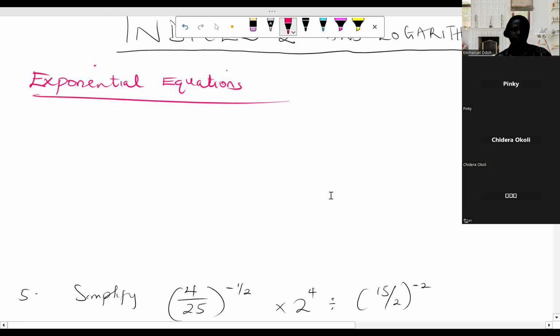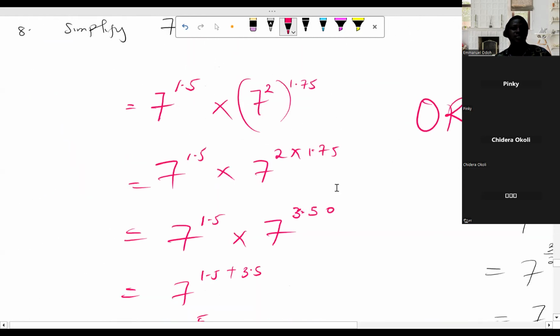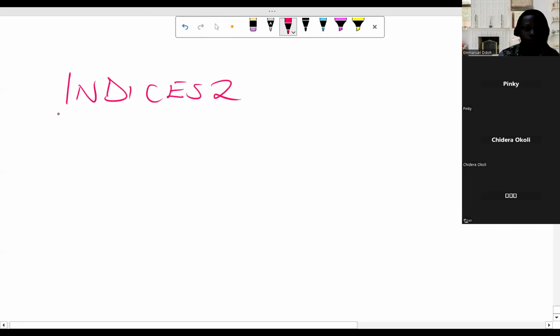Great. Oh, this is not the place I'm supposed to start. Not here. Okay. Let's start from somewhere. So, indices 2 and logarithm.